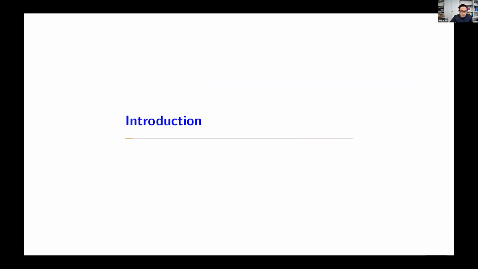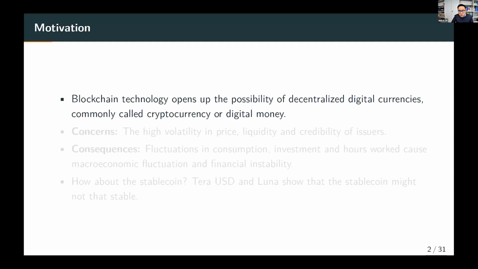So, jumping into the introduction, let me motivate a bit of my research. There are many great papers at this conference about blockchains and algorithms in the digital economy. We know that blockchain technology does open up a lot of possibilities, and one of them is the decentralized digital currency, commonly called crypto or digital money. We have seen the size of the market for crypto assets and cryptocurrency grow so fast recently.